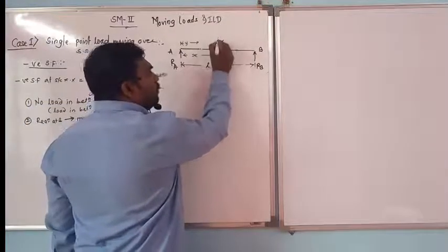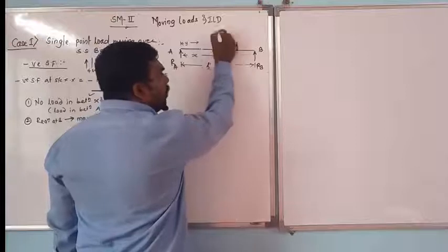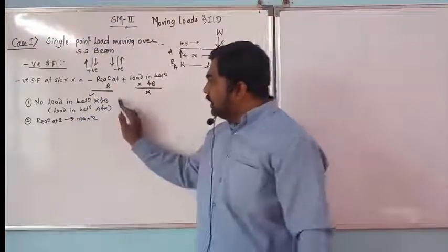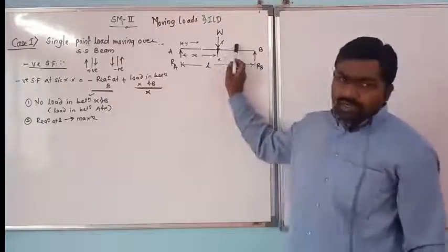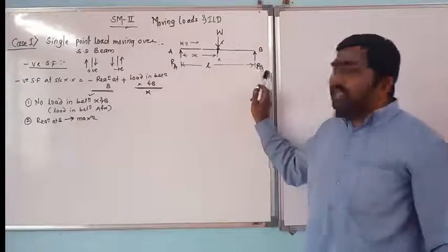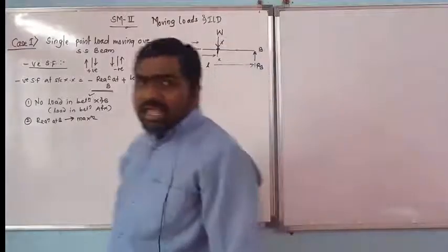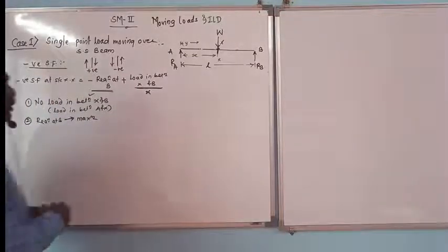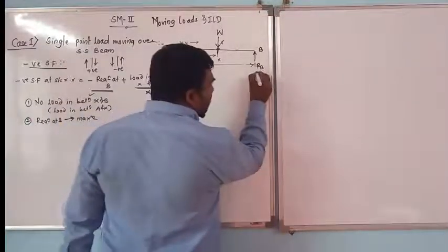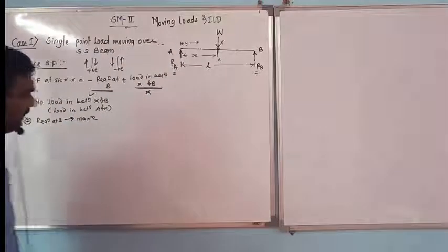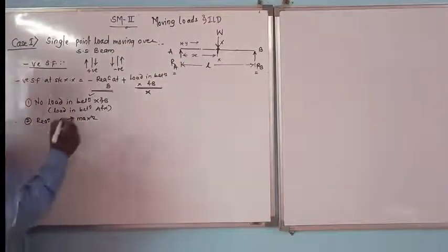Hence, what I am going to do here is put the load W exactly at this section, such that both these conditions will be satisfied. Now the load is not in between X and B, and reaction RB is also maximum. Hence, I will put the load W exactly on the section. Once we put the load W exactly on the section, we are going to calculate reactions RA and RB. Let us do that calculation for the reactions RA and RB.